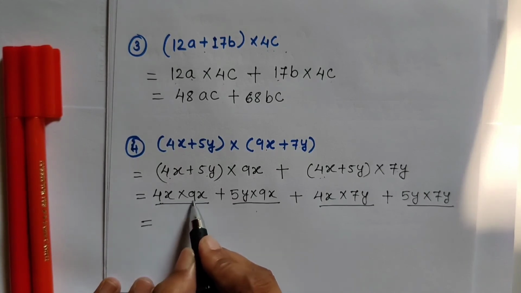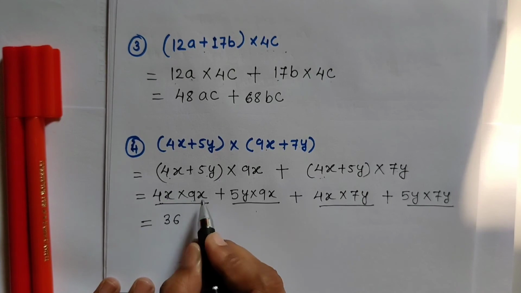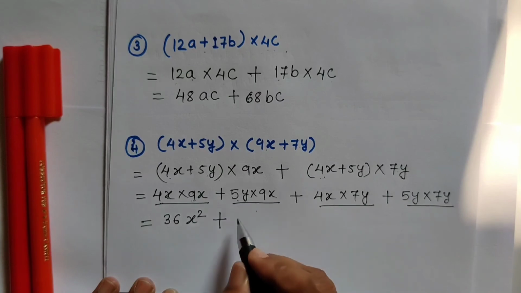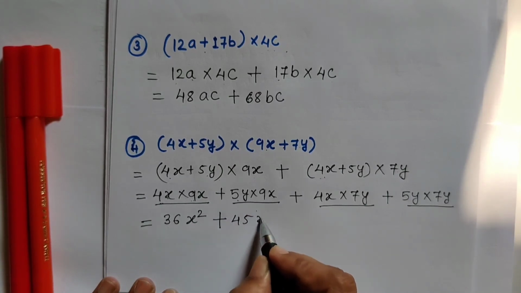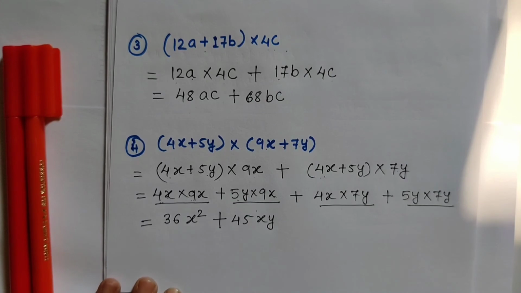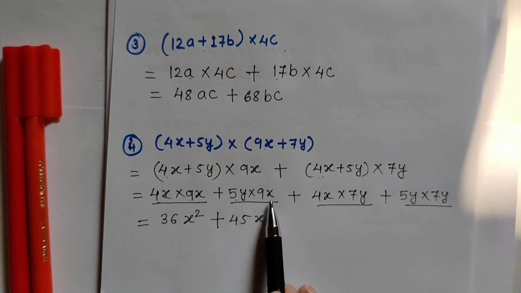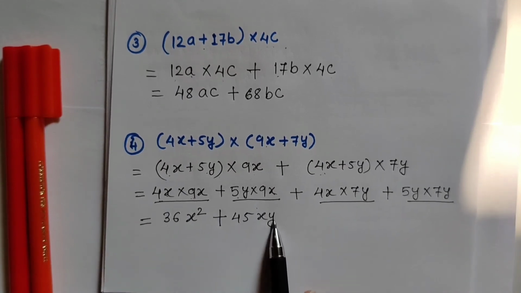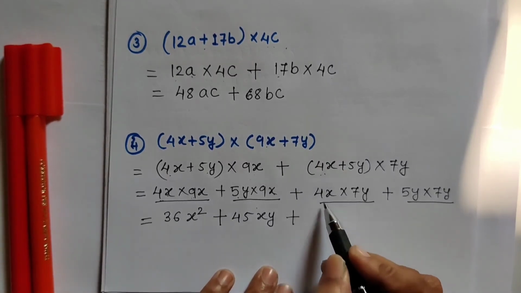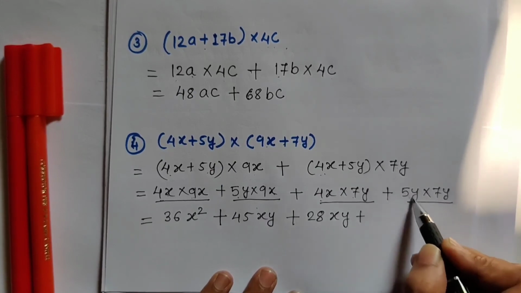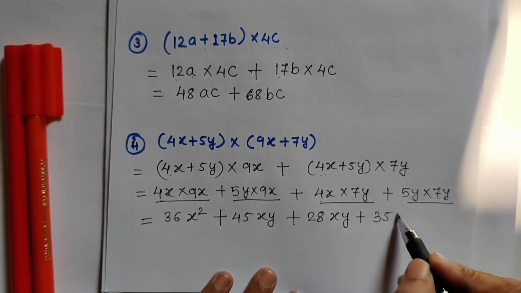Multiply the coefficients first. 4 9s are 36. x into x is x square. We know that now. Plus sign is there. Write the plus sign. 5 9s are 45. y into x is xy. We cannot multiply them, so write xy as yx, because x comes first in the alphabet A to Z. So we write x first and then y. Because they are different variables, we write them as it is, xy. Again here plus, 4 7s are 28xy, plus 5 7s are 35. y into y is y square.